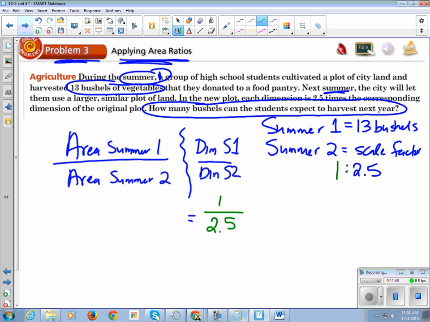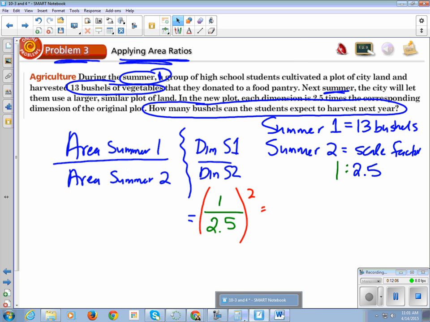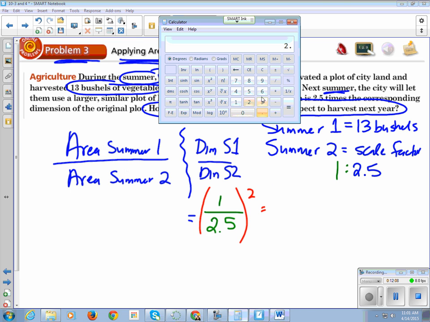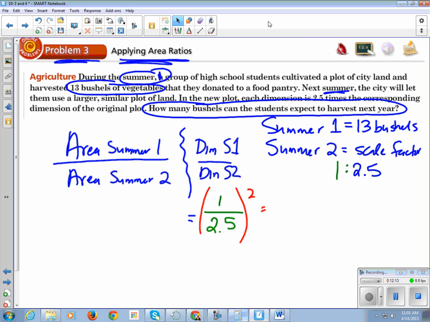So how do we convert that to area? Yeah, we square it. So all we have to do is square these guys, and we'll find the area of summer 1 compared to the area of summer 2. So I know what 1 squared is, and 2.5 squared is 6.25.